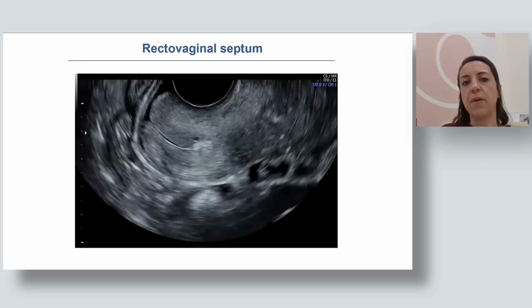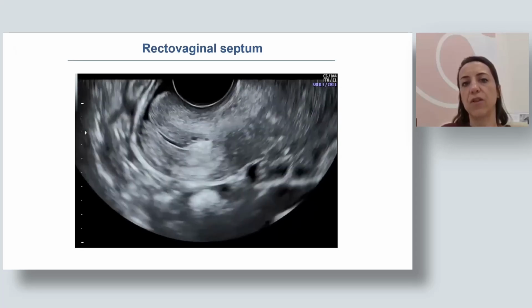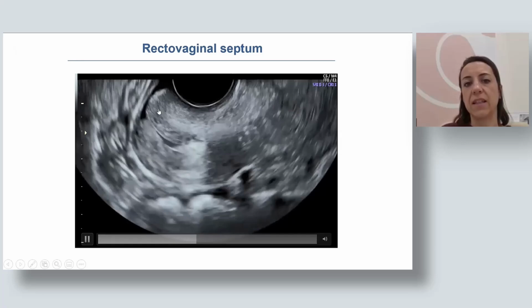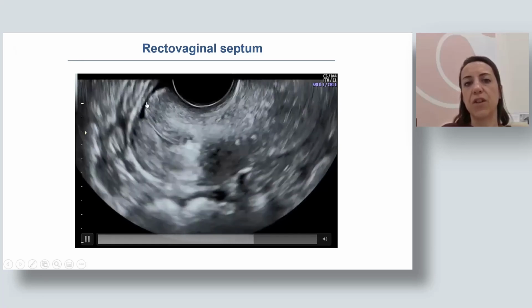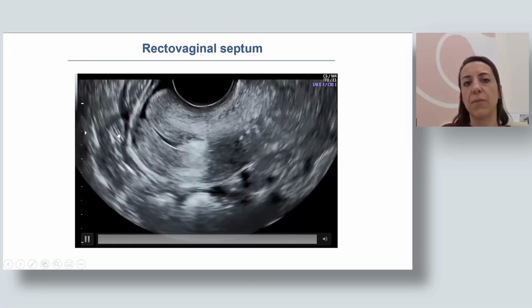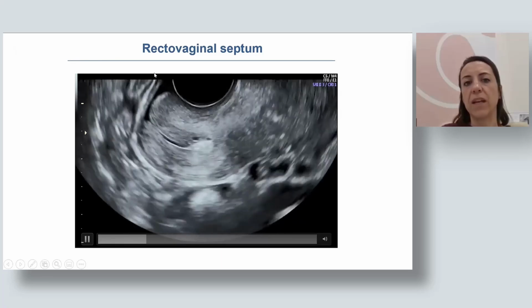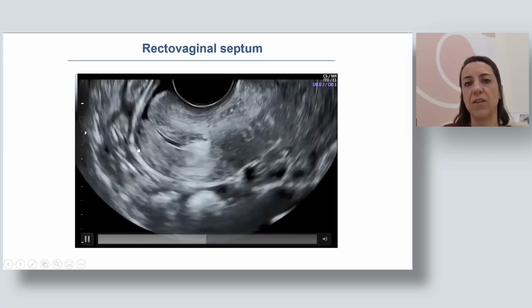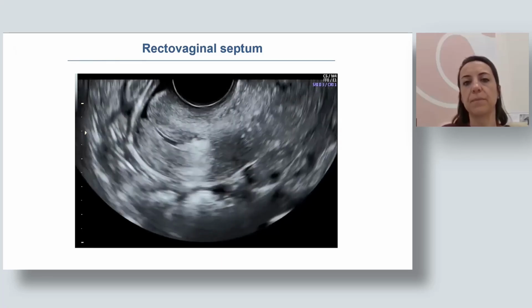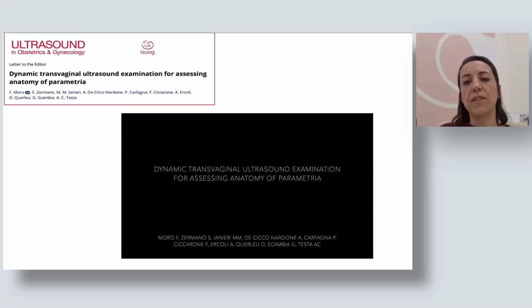This is an example of how to assess the rectovaginal septum. Again, this is the cervix, this is the vaginal wall, this is the rectum, and here we can assess the rectovaginal septum. We have summarized this methodology in a video.